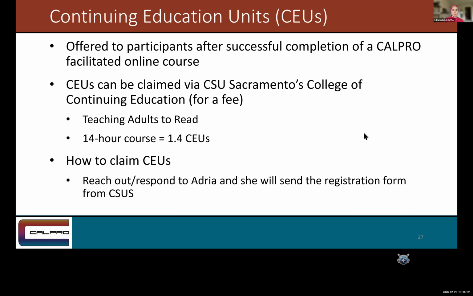The process for that is that once we have a list of those who completed the course, I'll send out an email to you. So you don't really need to be very active about it. Just watch for an email. But if you do want to take advantage of that opportunity, you would just reply and let us know, and I'll be able to send you a registration form that you'll return directly to Sac State. So that's how that process works. And just watch for an email after the end of the course.